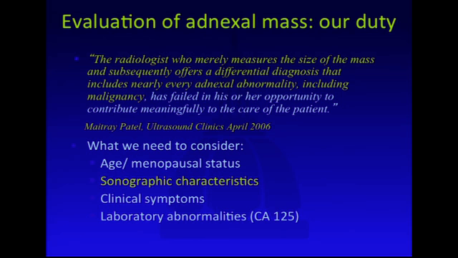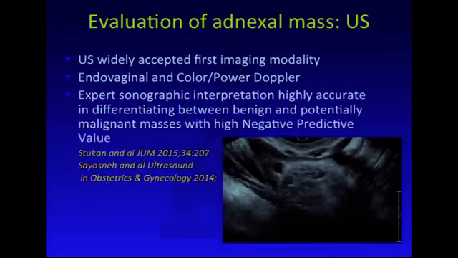In addition to the sonographic characteristics, which are obviously very important, we need to also consider the age and the menopausal status of the woman, whether there are any associated clinical symptoms, and whether there are lab abnormalities, for example CA125, and put everything together to offer a diagnosis or a differential diagnosis.